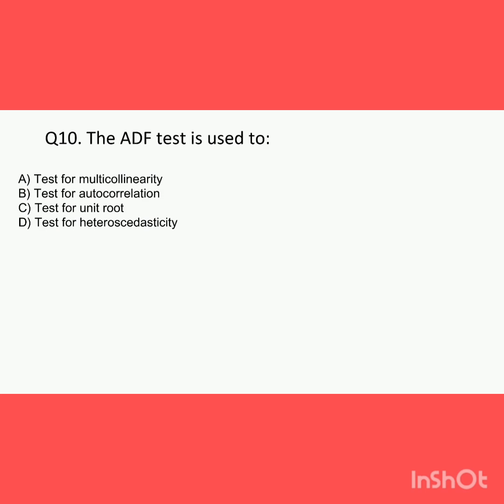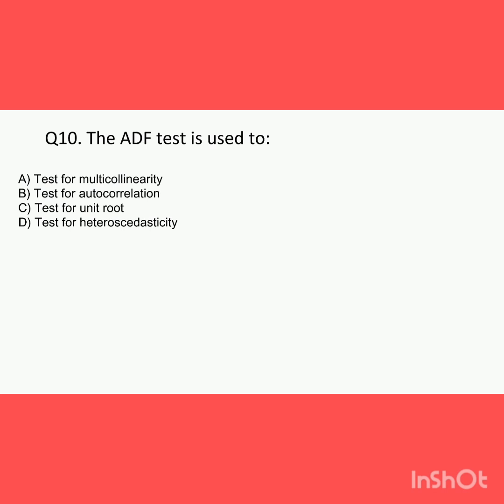Our next question, question number 10. ADF test is used to option A, test for multicollinearity. Option B, test for autocorrelation. Option C, test for unit root. Option D, test for heteroscedasticity.